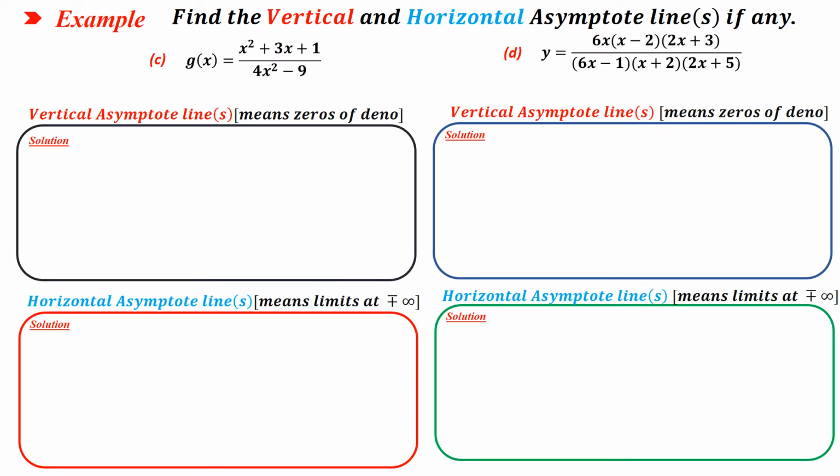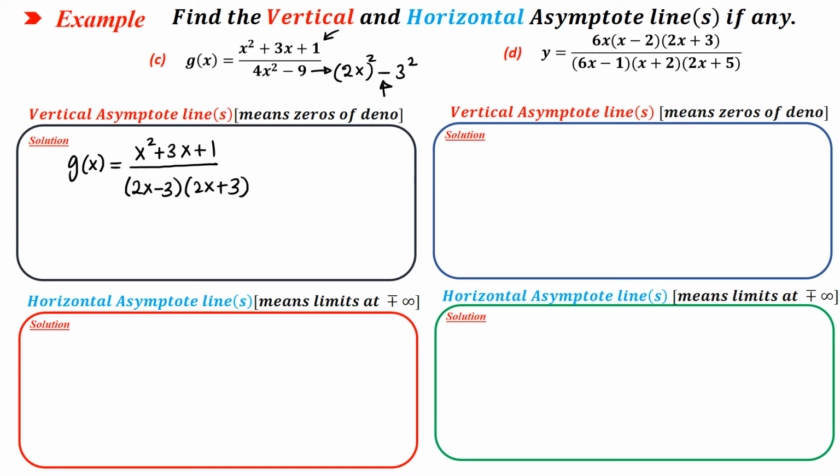In part C, we have g of x equals x squared plus 3x plus 1 divided by 4x squared minus 9. And as you know, we can write the denominator as (2x) all squared, and we can rewrite 9 as 3 squared. And there is no factorization for the numerator. So the factorization of the function g of x is x squared plus 3x plus 1, and the denominator is a difference between two squares, so it will be the first one minus the second one times the first one plus the second one. Then you have to put the denominator equal to 0.